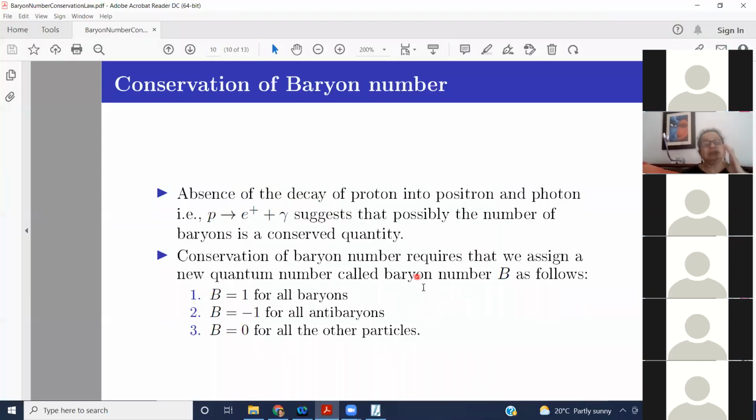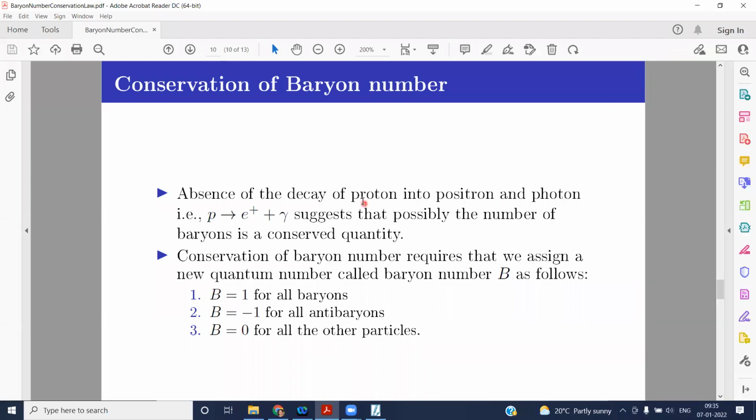So what I am trying to tell you is, we have conservation of baryon number, which requires that a proton doesn't decay into a positron and photon. Why? Because what is the left-hand side baryon number? 1. For the right-hand side baryon number? 0. So this doesn't match. So we say there is no conservation of baryon number here, and we don't have this process occurring in nature.